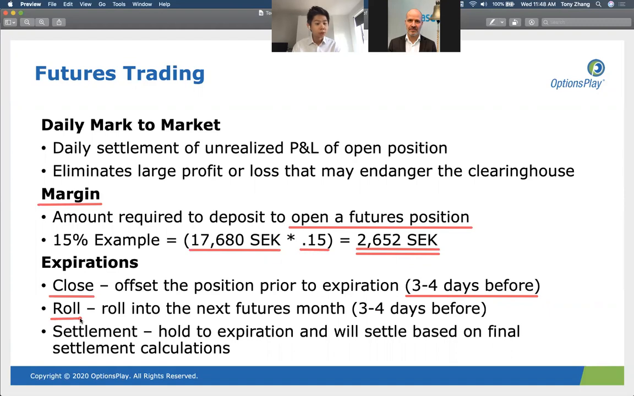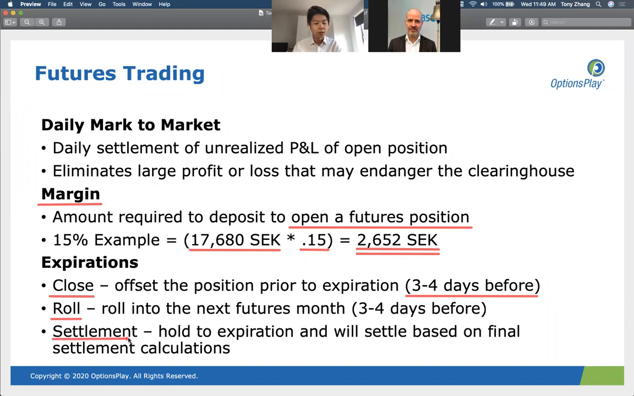You can roll your position. So if you have an existing contract, let's say you have a long position that's about to expire, but you want to hold on to your long position, what you simply do is you close your front month position and you open up the next month's or the next expiration's position. This is what we call a roll. This is simply closing out your existing futures contract and opening up a brand new one for the next expiration.